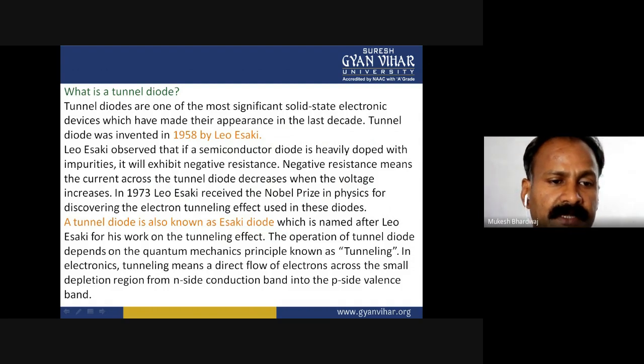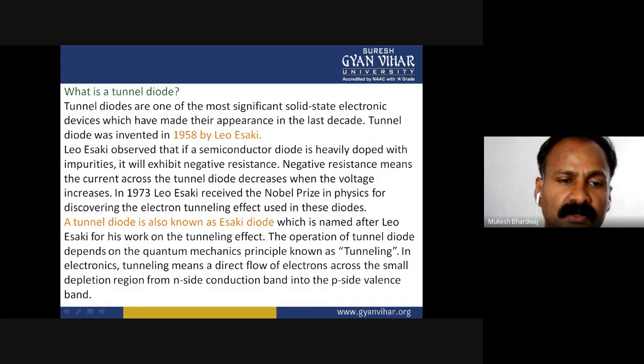In 1973, Leo Esaki received the Nobel Prize in Physics for discovering the electron tunneling effect used in these diodes. A tunnel diode is also known as the Esaki diode, which is named after Leo Esaki for his work on the tunneling effect. The operation of the tunnel diode depends on a quantum mechanics principle known as tunneling.